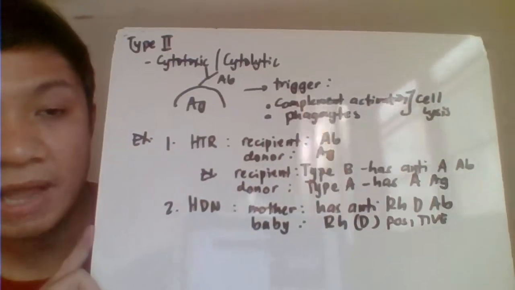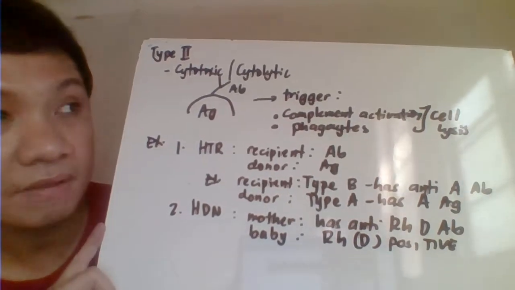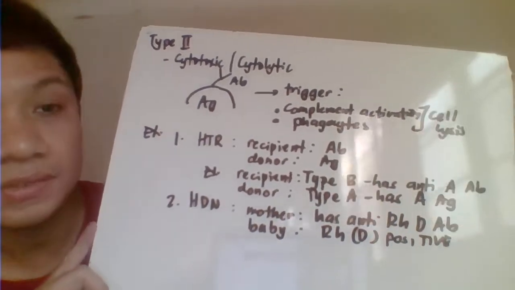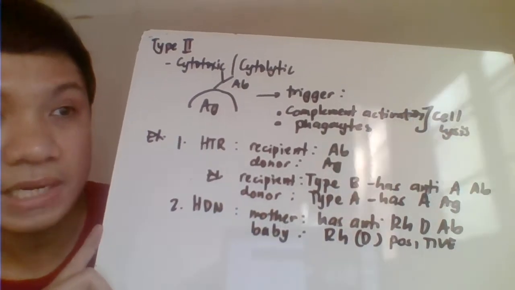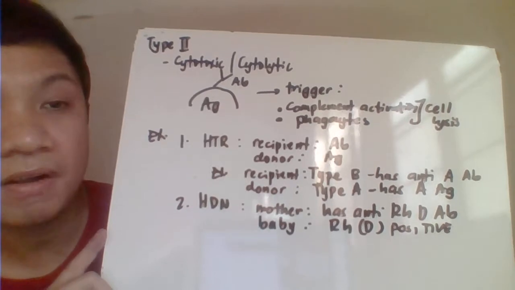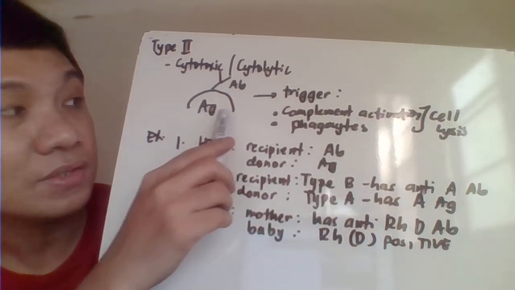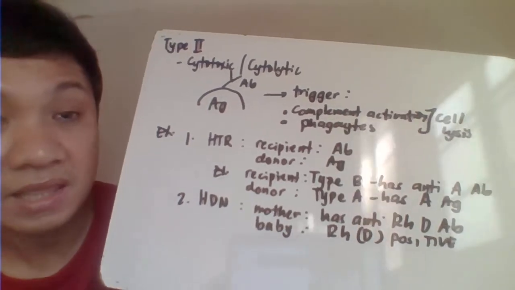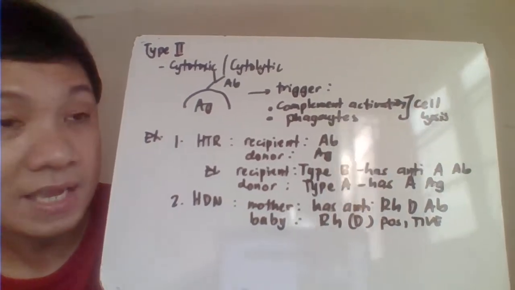Okay, the next one, we have your type 2 hypersensitivity reaction. So the type 2 hypersensitivity reaction here is your cytotoxic or your cytolytic. Okay, so for the mechanism here of your type 2, you have your antigen found on the surface of your cell, and your cell here can be an RBC.